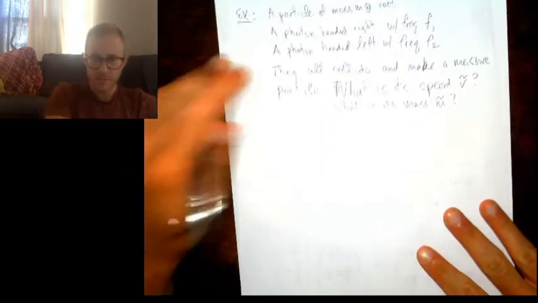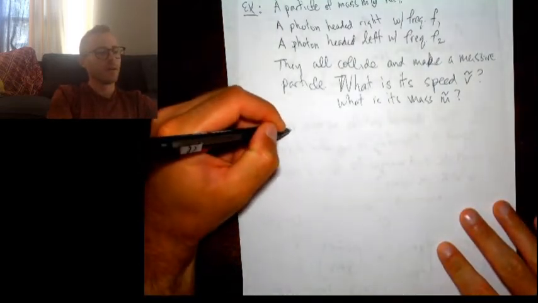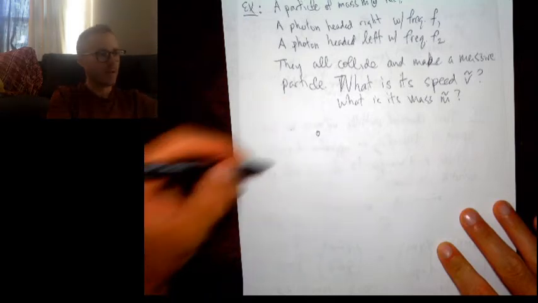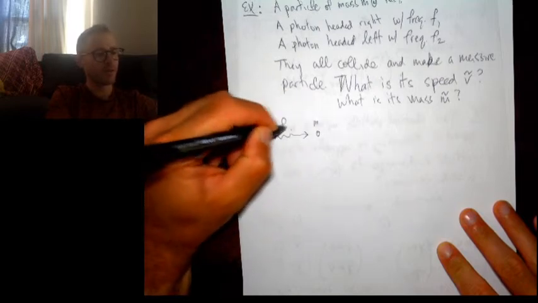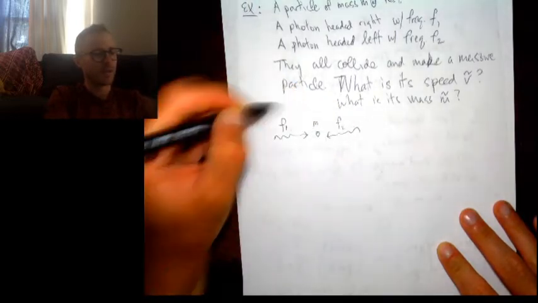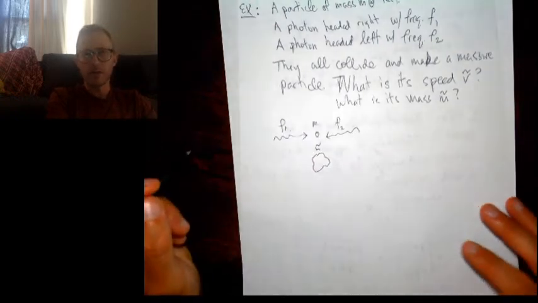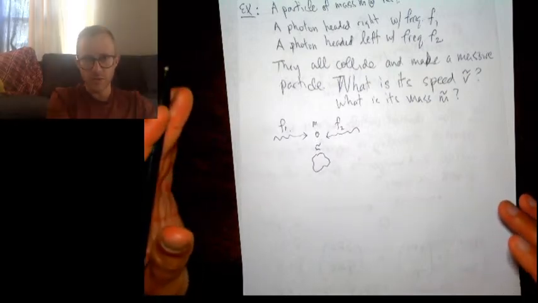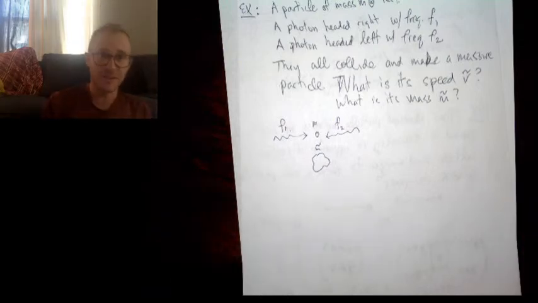So if I were to draw this out, we've got a particle in the middle. We've got a photon headed this way. So this is m. We've got this photon which has frequency f1, and this photon which has frequency f2. They collide and make a composite particle m squiggle. Now, in non-relativistic theory, light doesn't have a mass, so this wouldn't change the mass at all. But when we talk about relativity, we have to worry about these things.